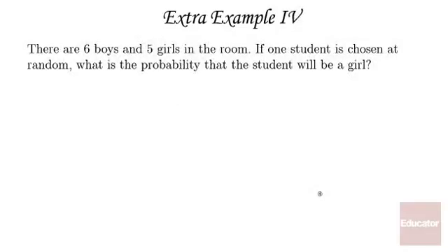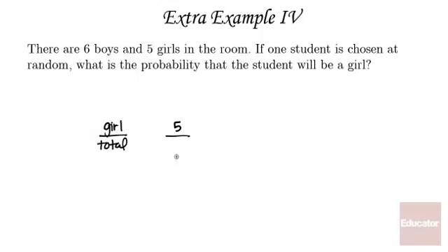In the fourth example, there are 6 boys and 5 girls in a room. If one student is chosen at random, what is the probability that the student will be a girl? Okay, so again, my desired outcome, girl, over total. I know that there are 5 girls. So number of girls is going to be 5.